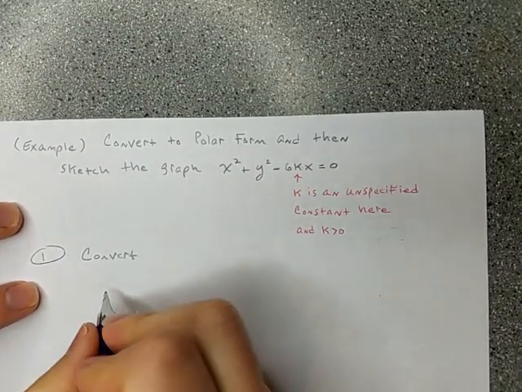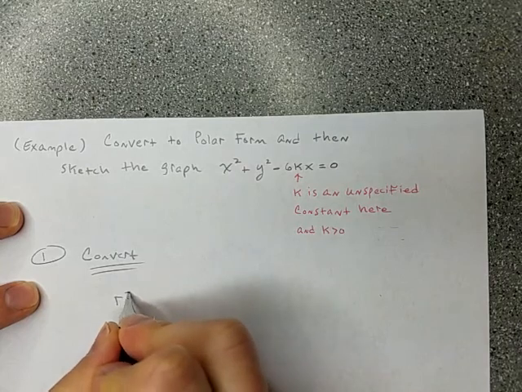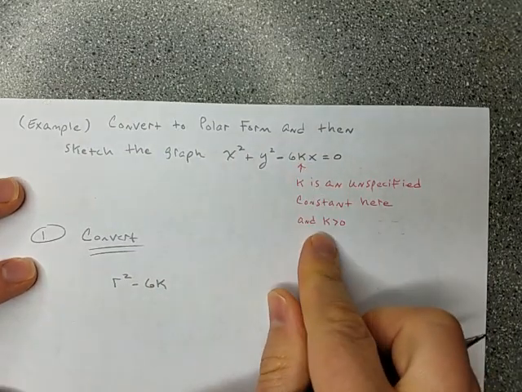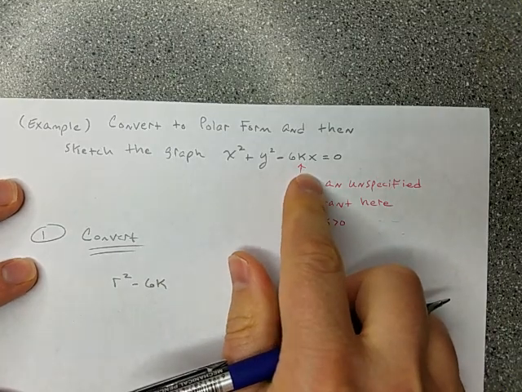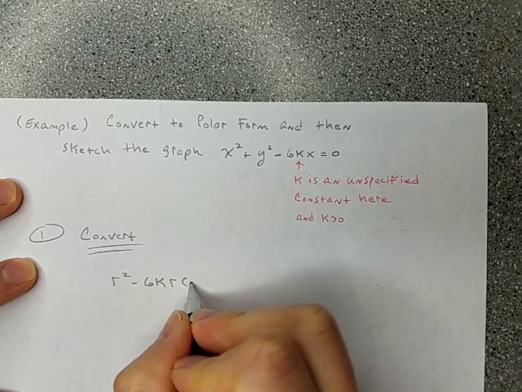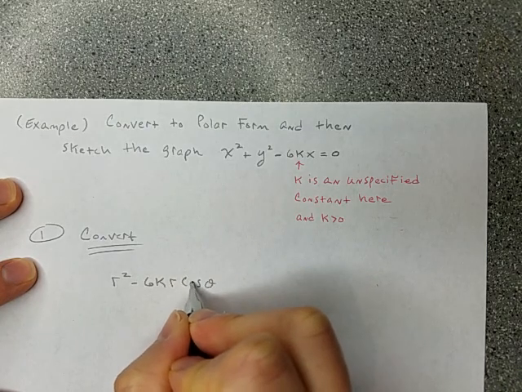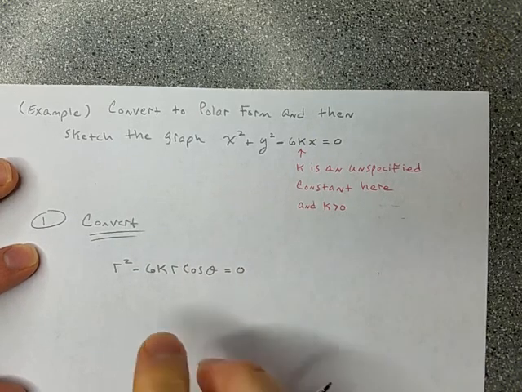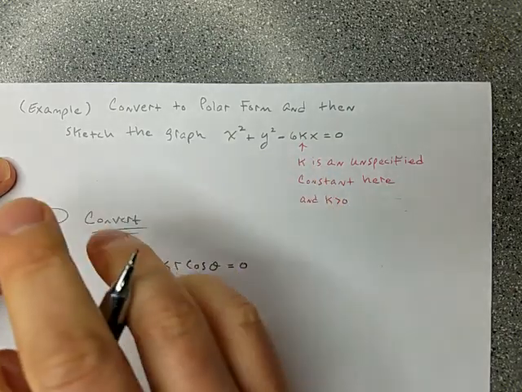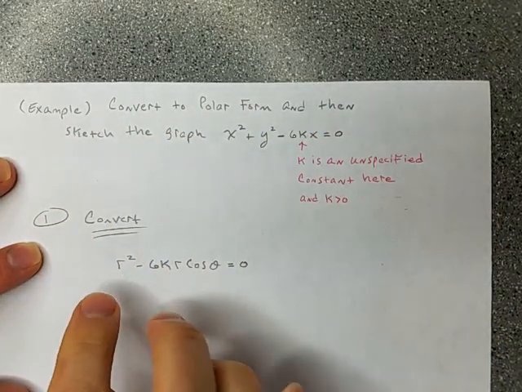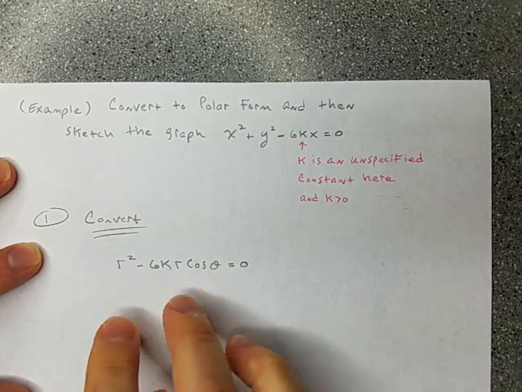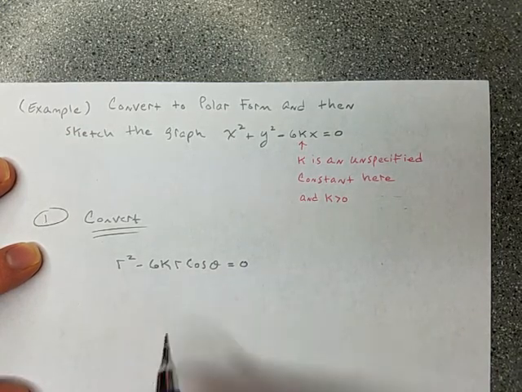x squared plus y squared will be r squared minus 6k, and remember k is a constant, but x is convertible to be r cosine theta. So we'll say 6k times r cosine theta. All right, now that is in polar form. The rectangular coordinates are gone at this point. The x and y aren't there anymore, and we've introduced r and theta in their place. Polar coordinates have r and theta. This equation's in polar form.